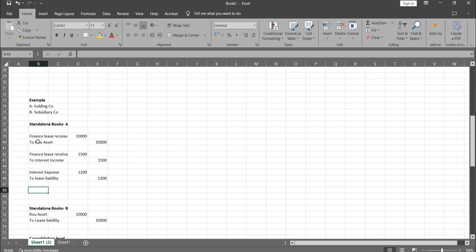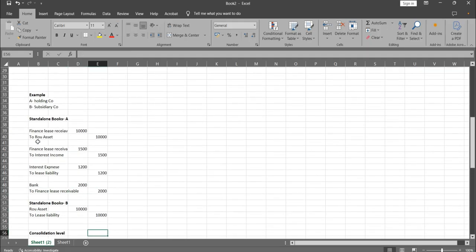For example, entity A has charged rent income of 2000 from entity B. So to record that transaction, it must have debited bank and credited finance lease receivable with 2000 rupees.